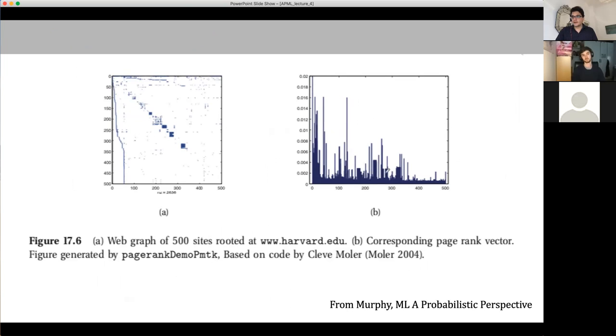And so from the Murphy book, I just wanted to show a slightly bigger example of a web structure that he got from the sites which go from the Harvard web page. And you can see that there is some clear structure in terms of links. So there are about 500 sites.